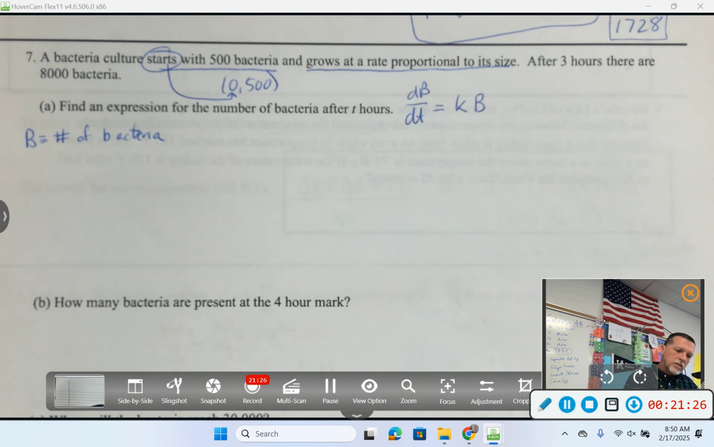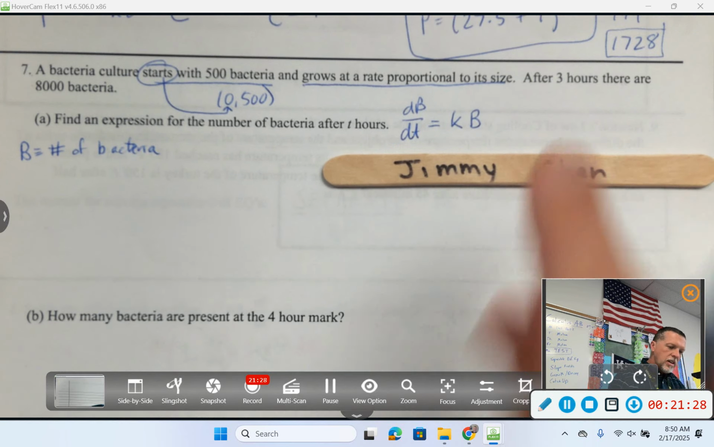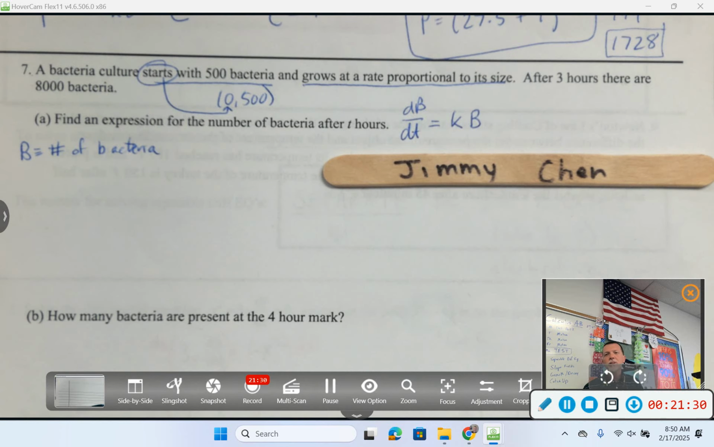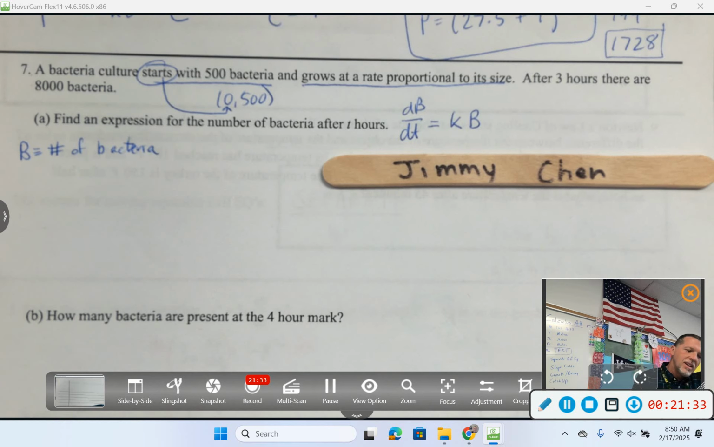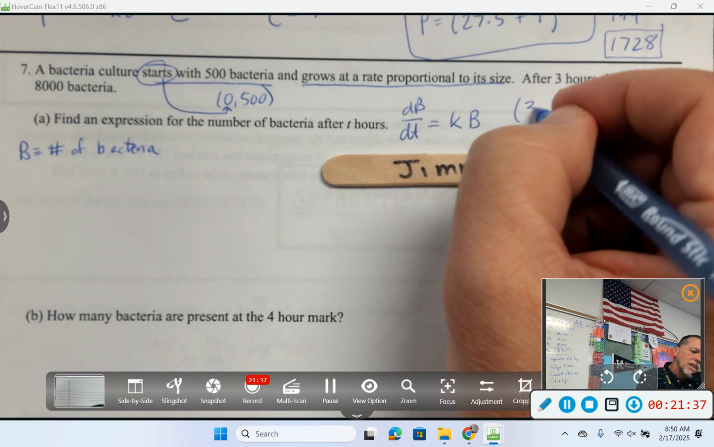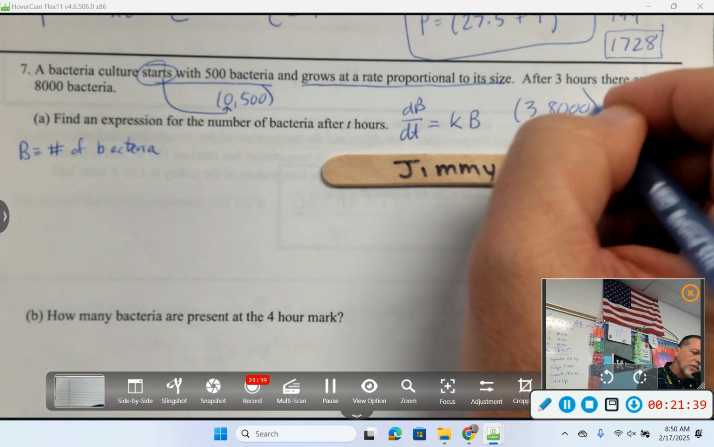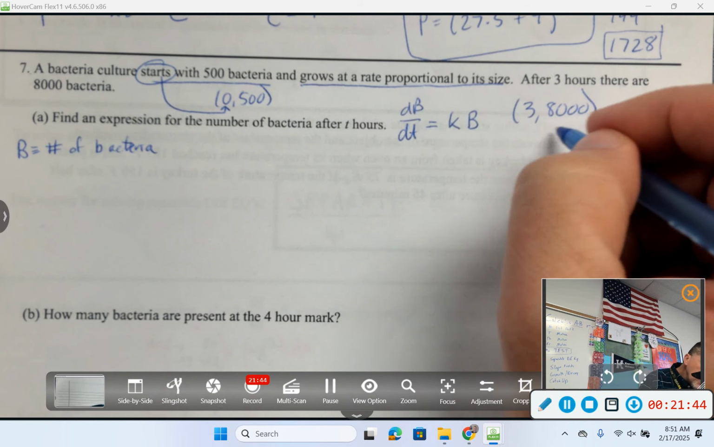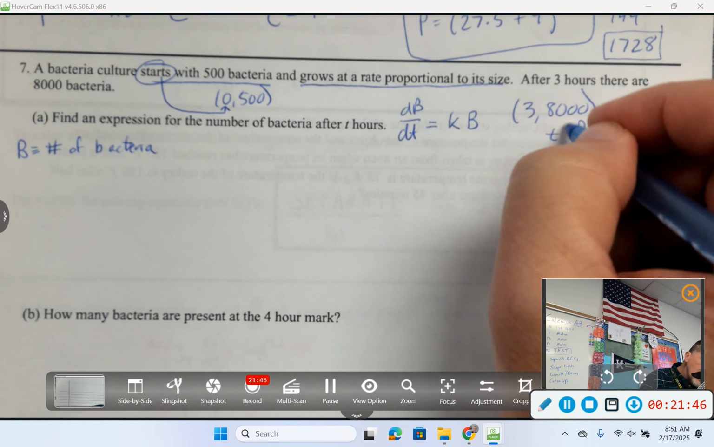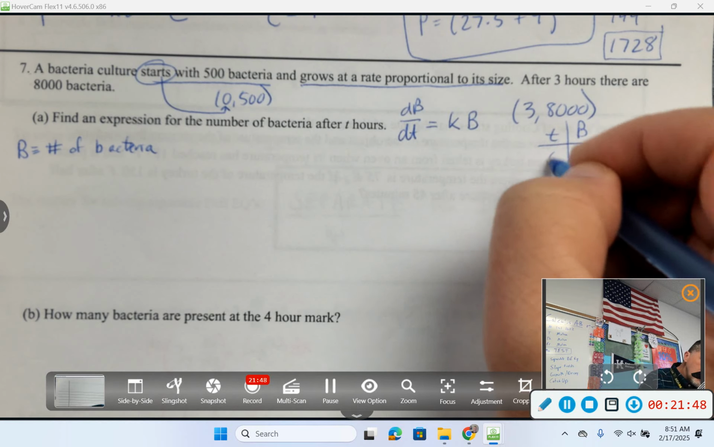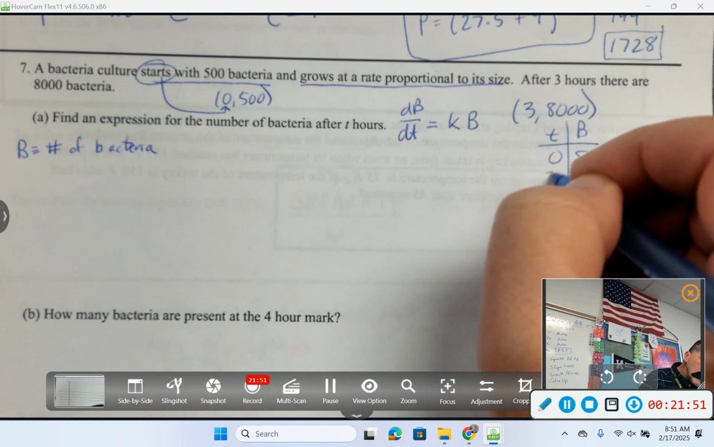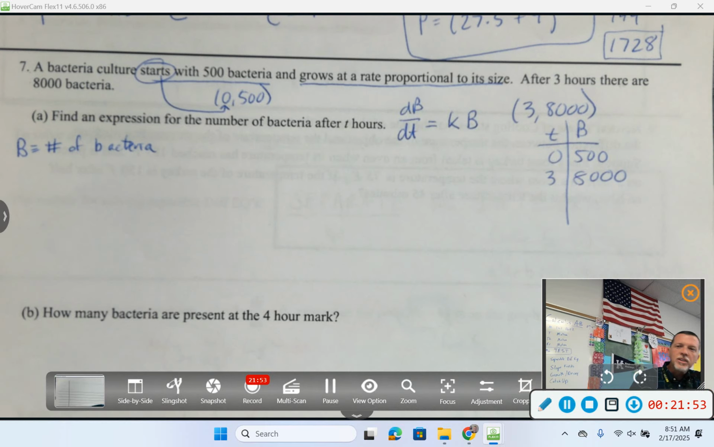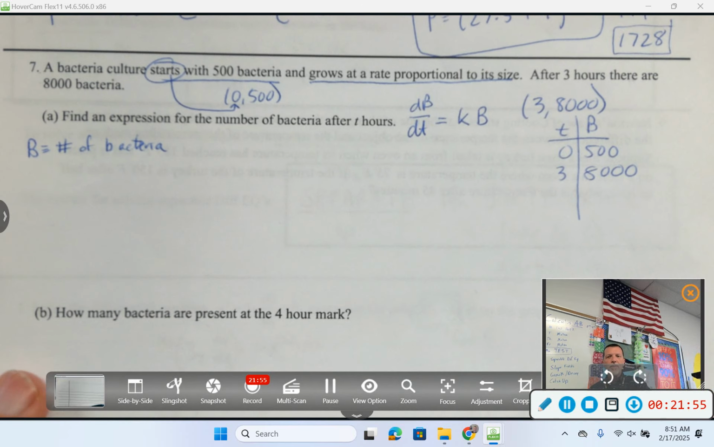After 3 hours, there are 8,000 bacteria. What does that mean? There's another point, (3, 8,000). You can write them as points, that's fine. If you want to write them as a set of ordered pairs in a table, maybe that's helpful to organize the information. Not necessary, but maybe it's helpful.